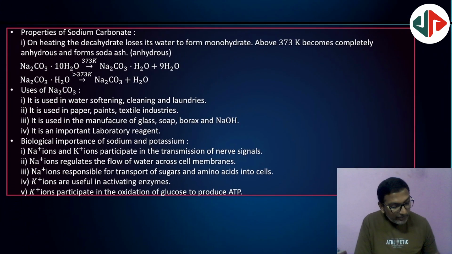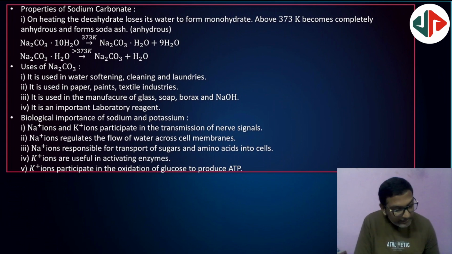Next, properties of sodium carbonate. This is very important. On heating, the decahydrate loses water molecules to form the monohydrate. A decahydrate means 10 water molecules. When heated below 373 Kelvin, it loses 9 water molecules. One water molecule is left, monohydrate. If temperature is above 373, it gives Na2CO3, which is known as soda ash.